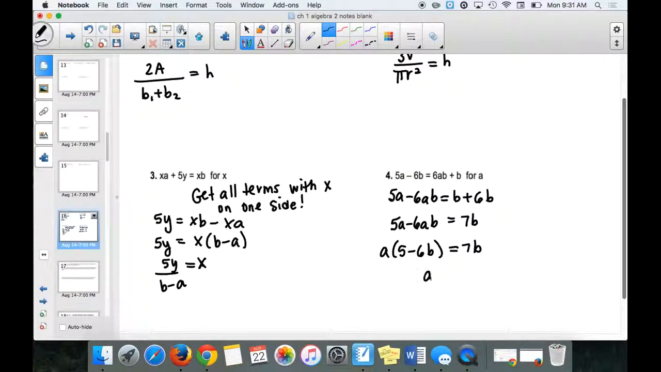So if I'm solving for a, I divide that whole parenthesis part over. So I have 7b over 5 minus 6b. And we know we're done because we don't have any a's on that side. We just have a equals and then no a's on the other side.